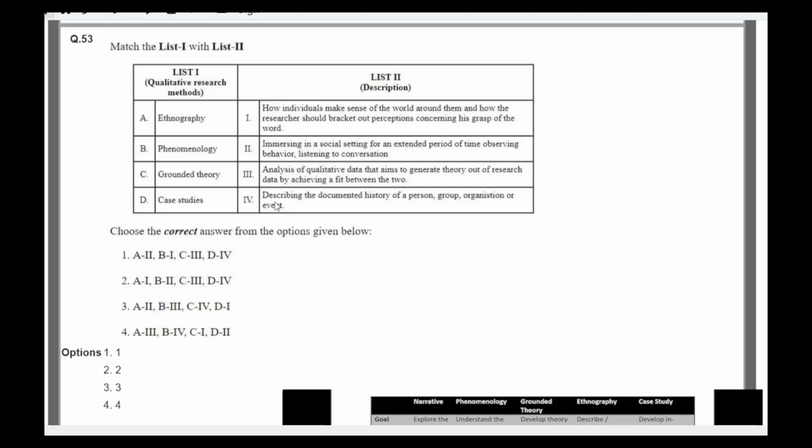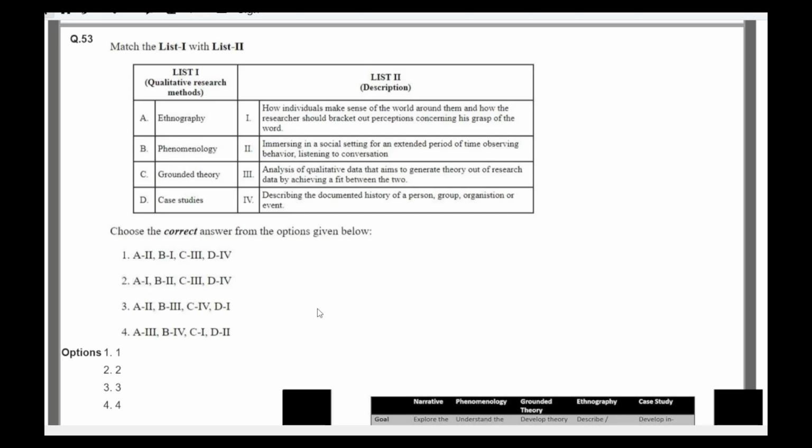Ethnography. Ethnography is very simple. You can directly answer this question by looking at this single term here, immersing. When someone immerses in a social setting to know and observe the behavior of that society or culture, that's called ethnography. So A belongs to 2, so you can eliminate options 2 and 4 here.